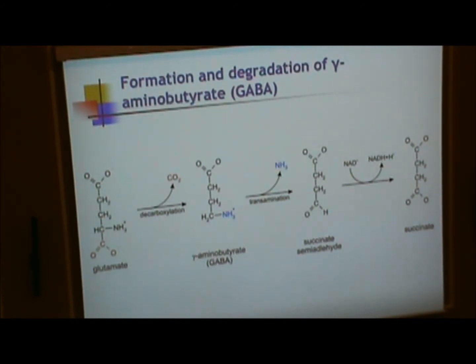The next biologically active product produced in amino acid metabolism is gamma aminobutyrate. Gamma aminobutyrate is a neurotransmitter in the central nervous system. It is produced from glutamate.